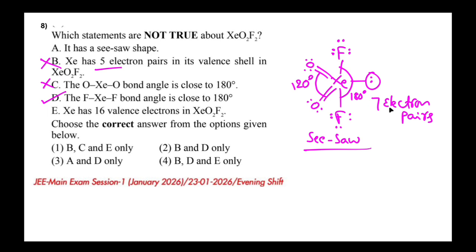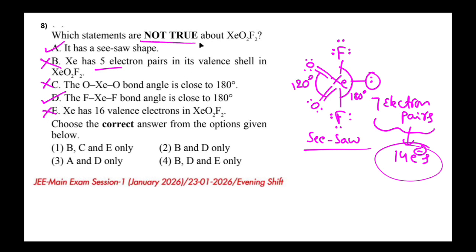So here xenon has 7 electron pairs. That means 14 electrons, since one pair means 2 electrons. It has 7 pairs, so xenon is surrounded by 14 electrons. But they have given here that xenon has 6 valence electrons in XeO2F2. This is also wrong. So A and D are correct.